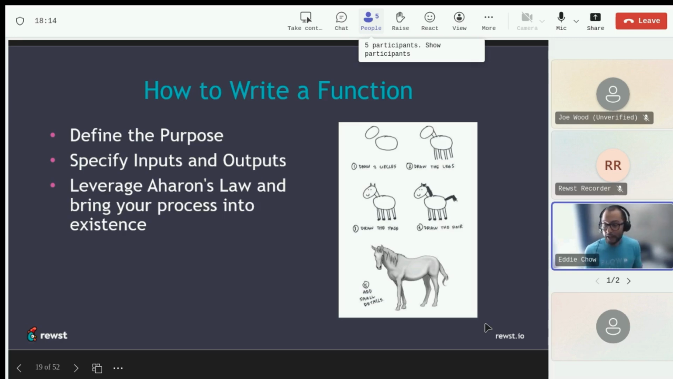And so we're going to talk about a lot of different strategies to help build our sub workflows, or just workflows in general. But all of this is built on the foundation of Aaron's law: you cannot automate a process that doesn't exist. So we are always going to consider how to bring that process into existence before we start building our sub workflows.